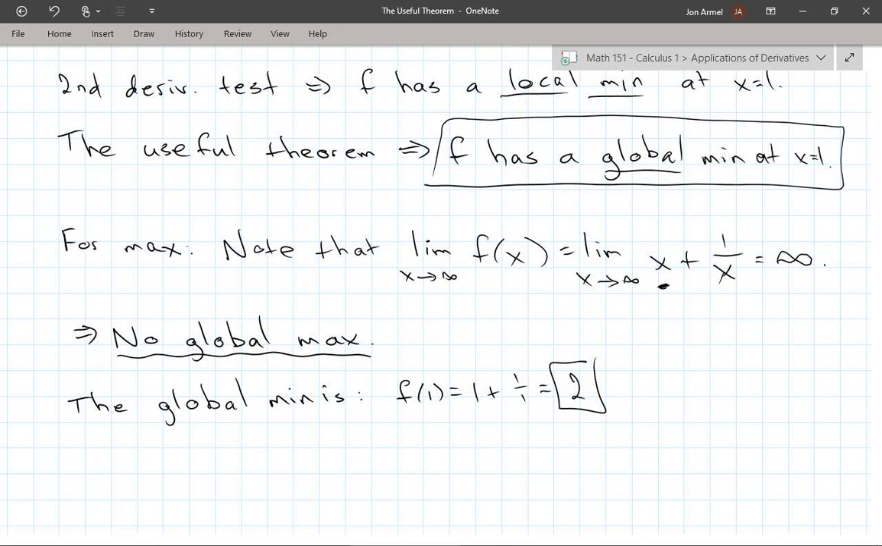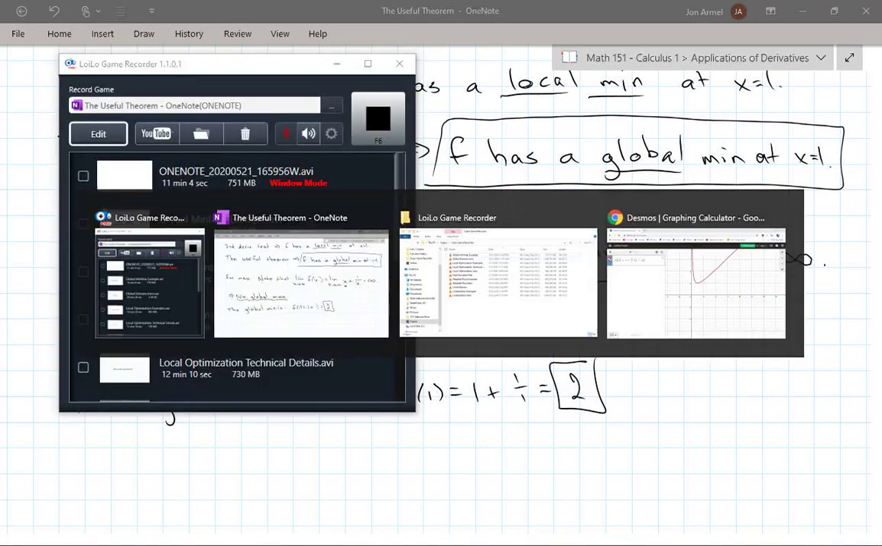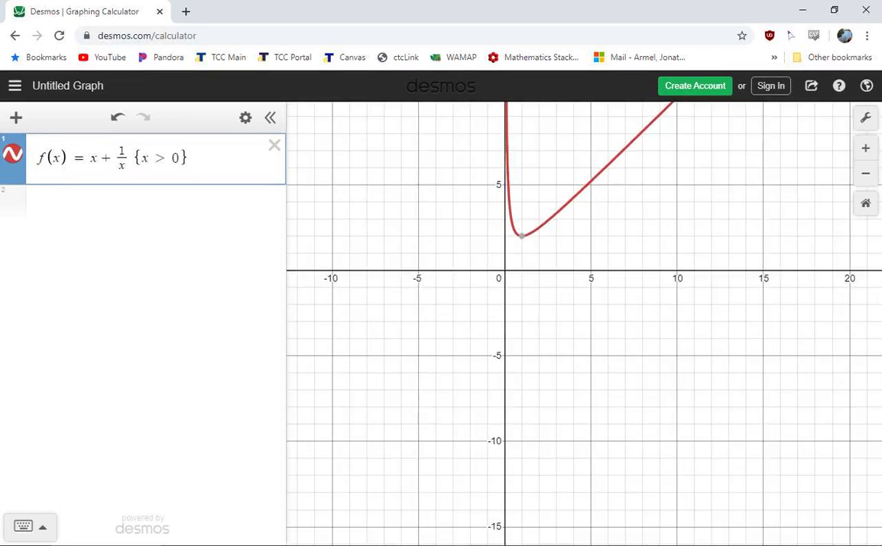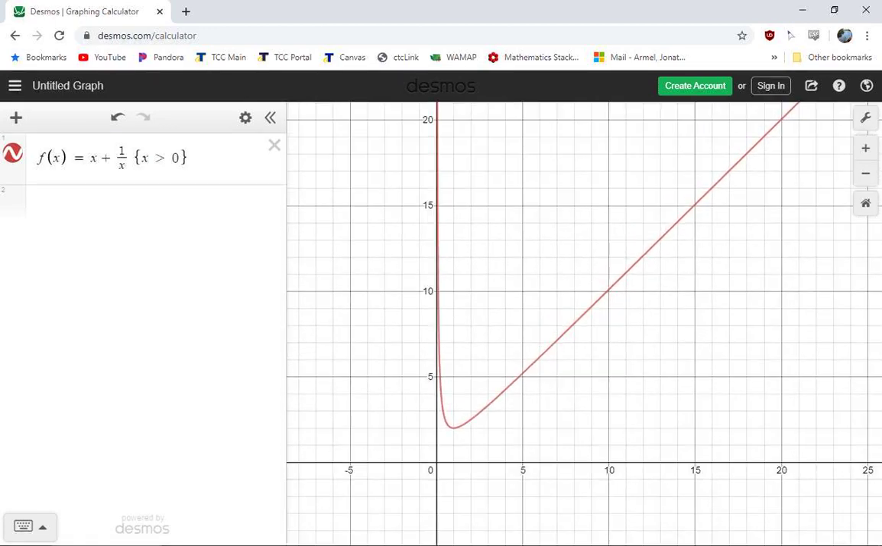Okay, so we can look at this. I thought I'd plot it on Desmos. I plotted x plus 1 over x just for x greater than 0, and we can see it's got this minimum right here at (1, 2). And actually, I could have taken the limit as x goes to 0 from the right as well, and the function goes up and up to infinity, and no matter how much I zoom out, the function is just getting bigger and bigger. There is no global maximum, so I'm not going to waste time trying to find it.